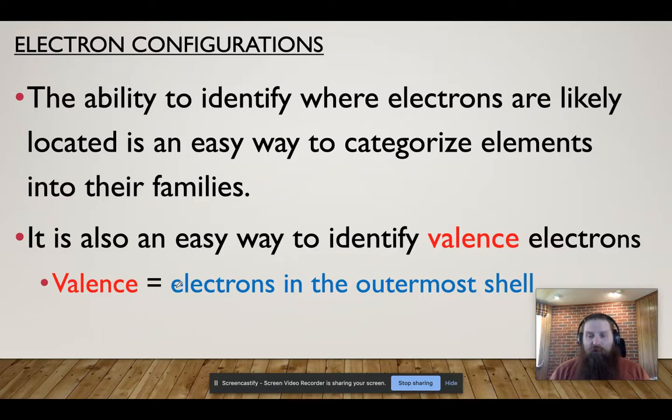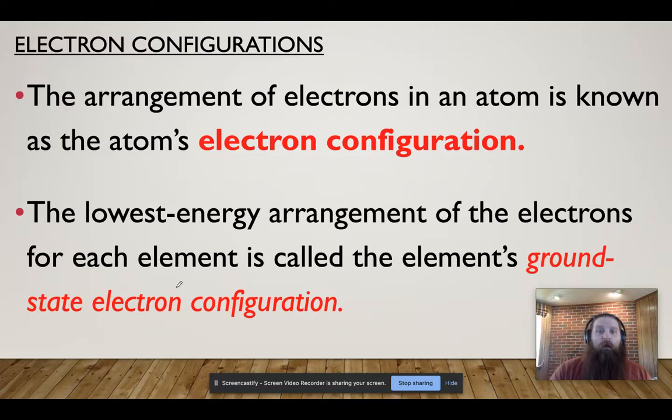So an electron configuration lets us just look at where the electrons are. The arrangement is called the electron configuration. The lowest energy arrangement is called the ground state. All right, that's the uncharged state when the element is just in its pure form. It's not an ion, it's not a plasma, it's not interacting with anything. It's just the ground state. So ground state means normal atom.